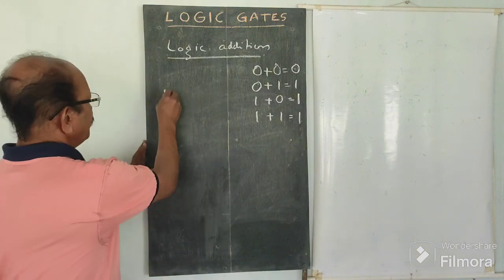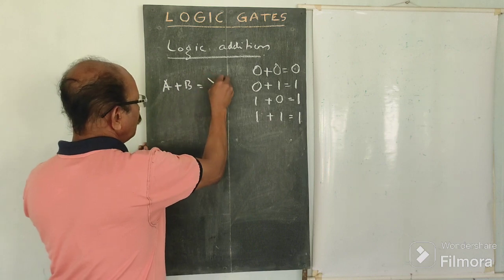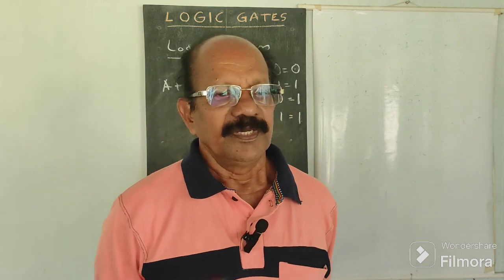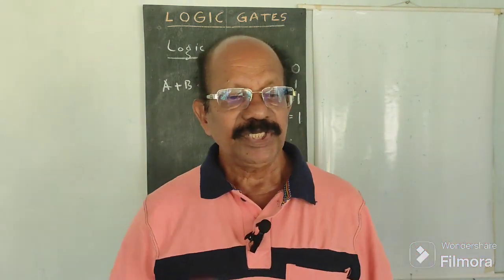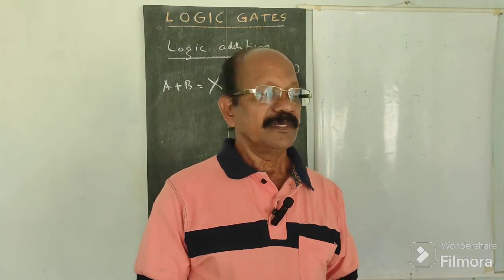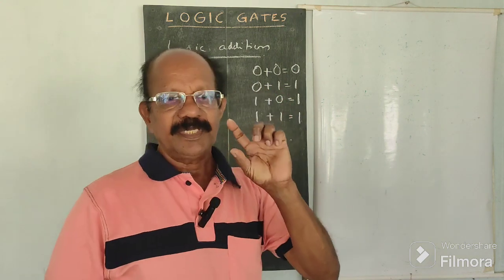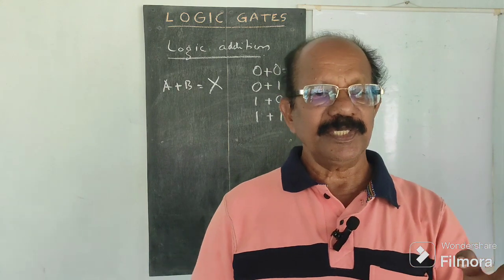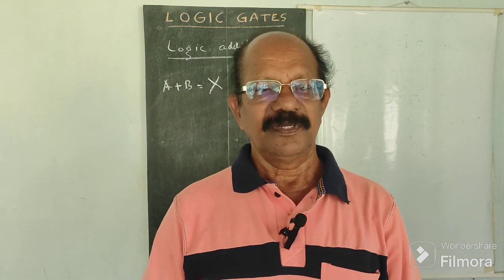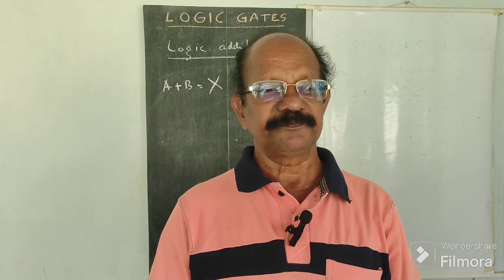In logic algebra, A plus B is equal to Y, or I am writing here X, means that if A is true or B is true, true means 1, false means 0, then X will be true. It does not mean that the sum of A and B equals X.